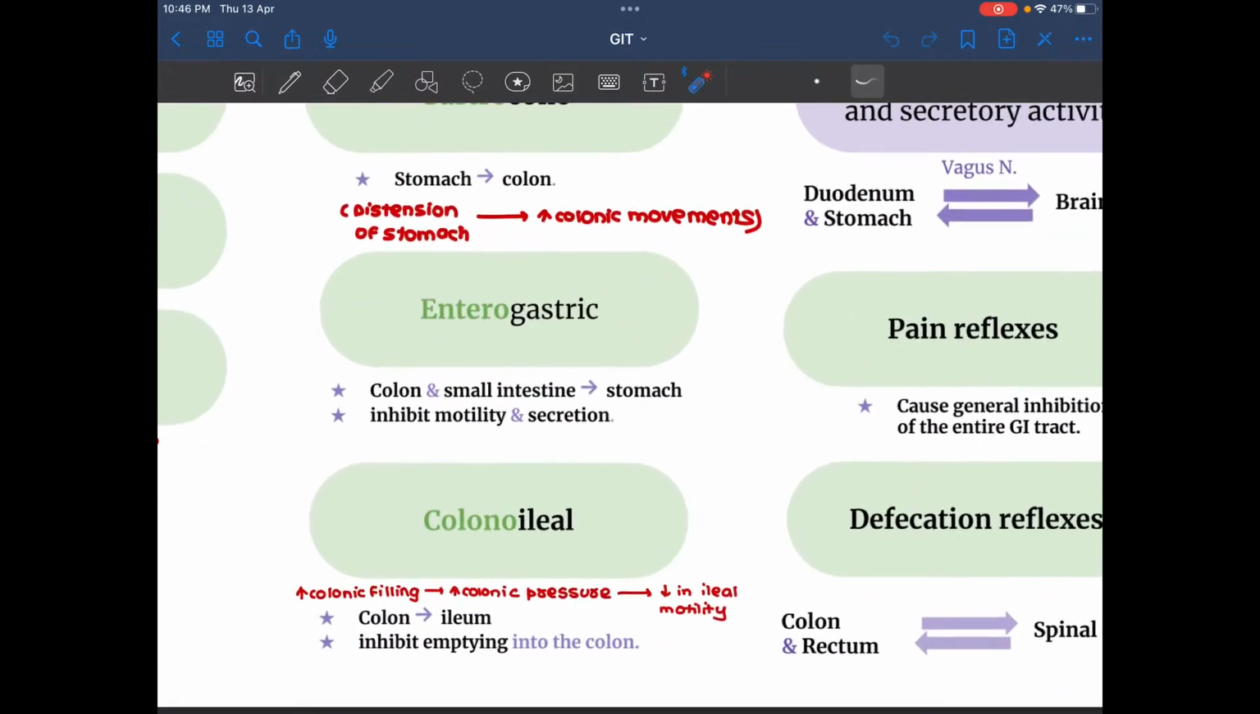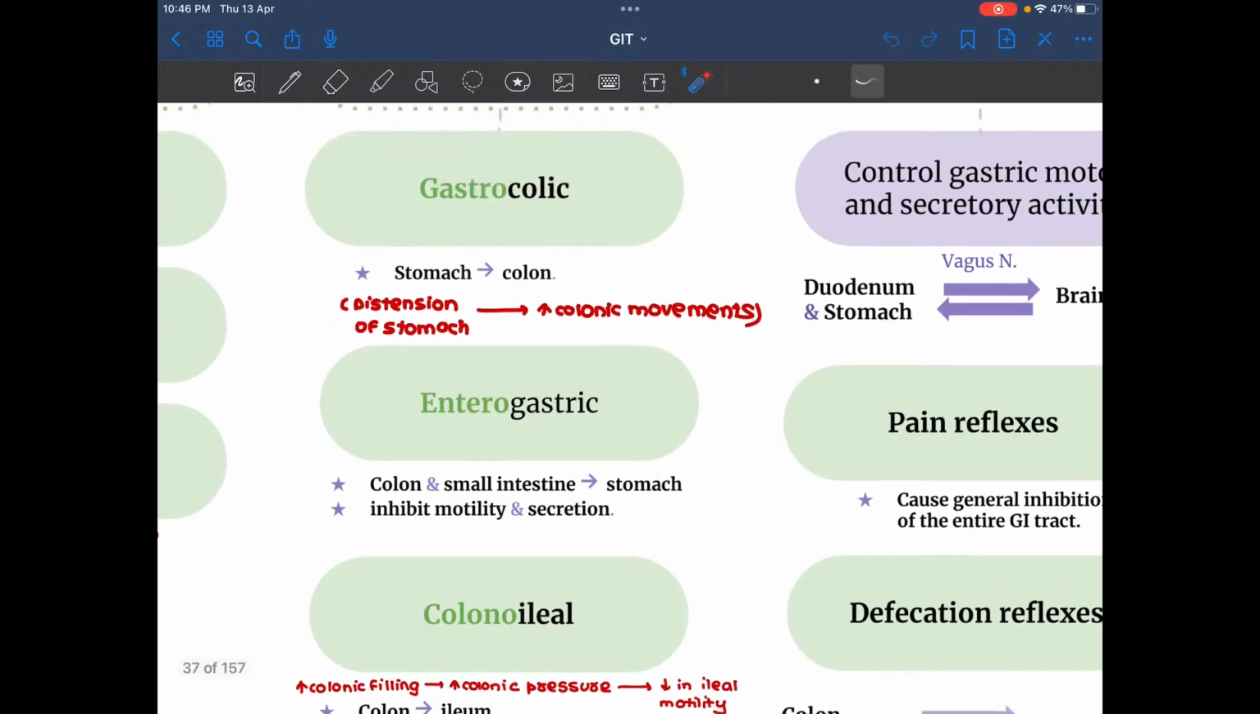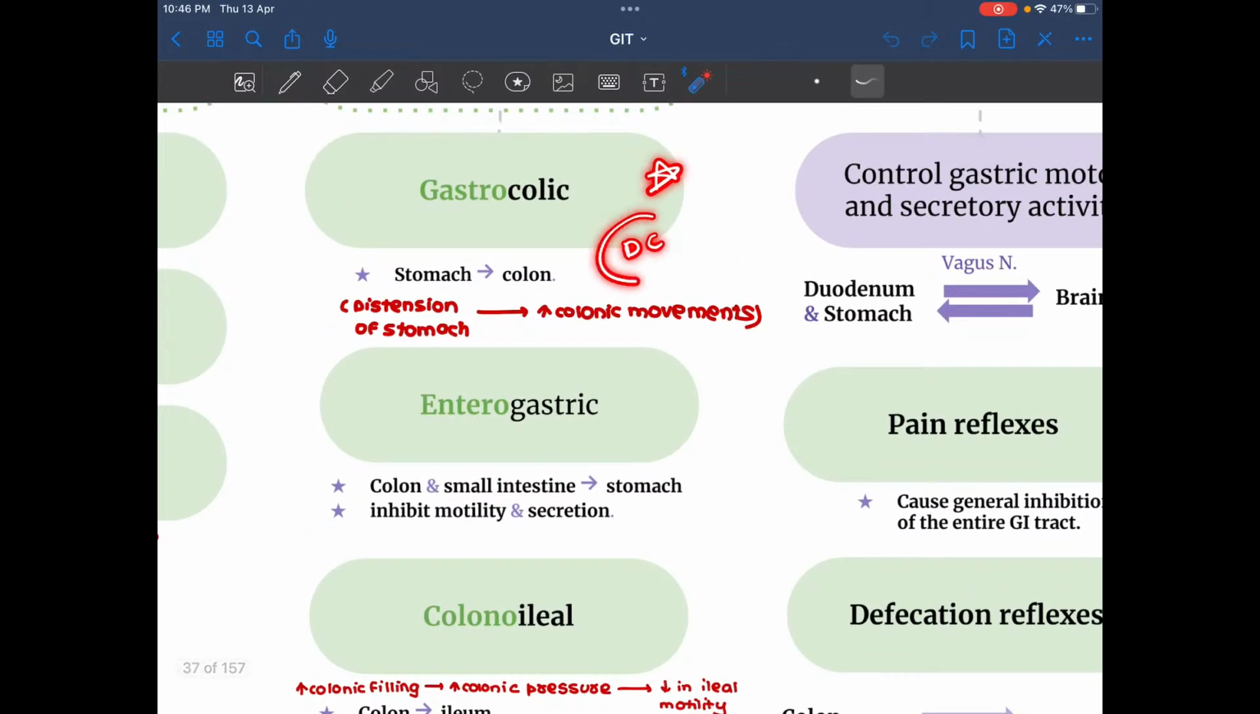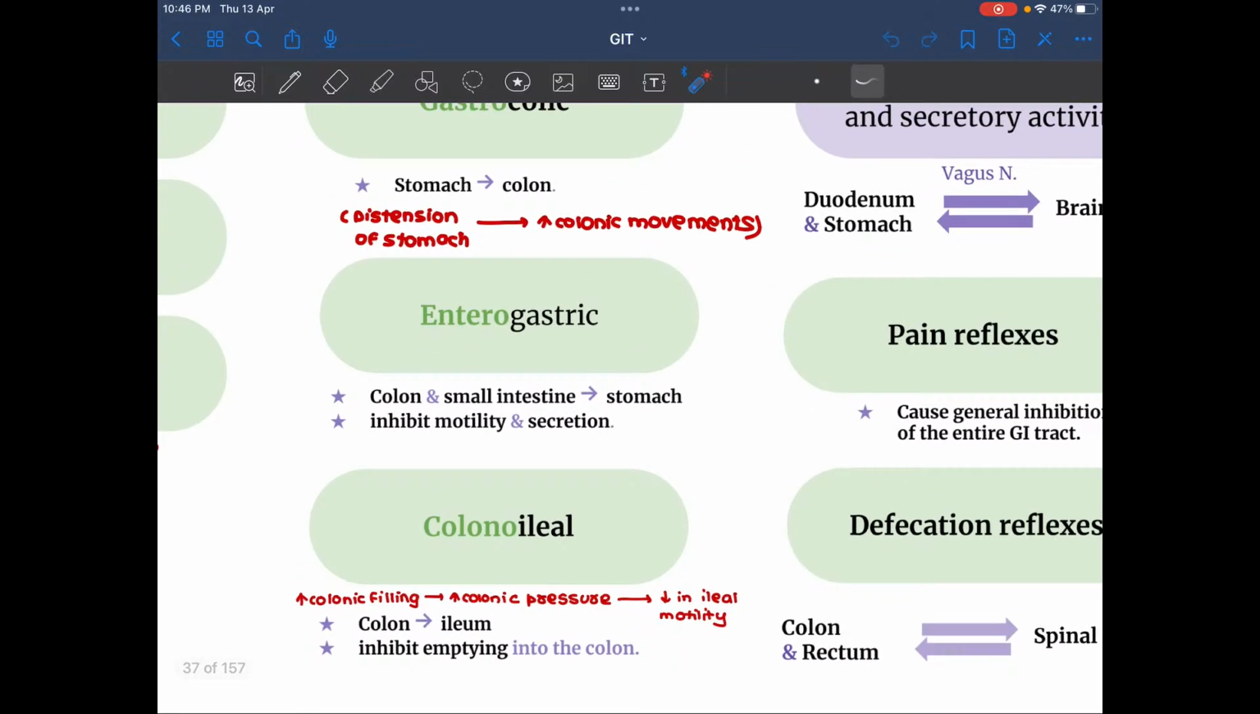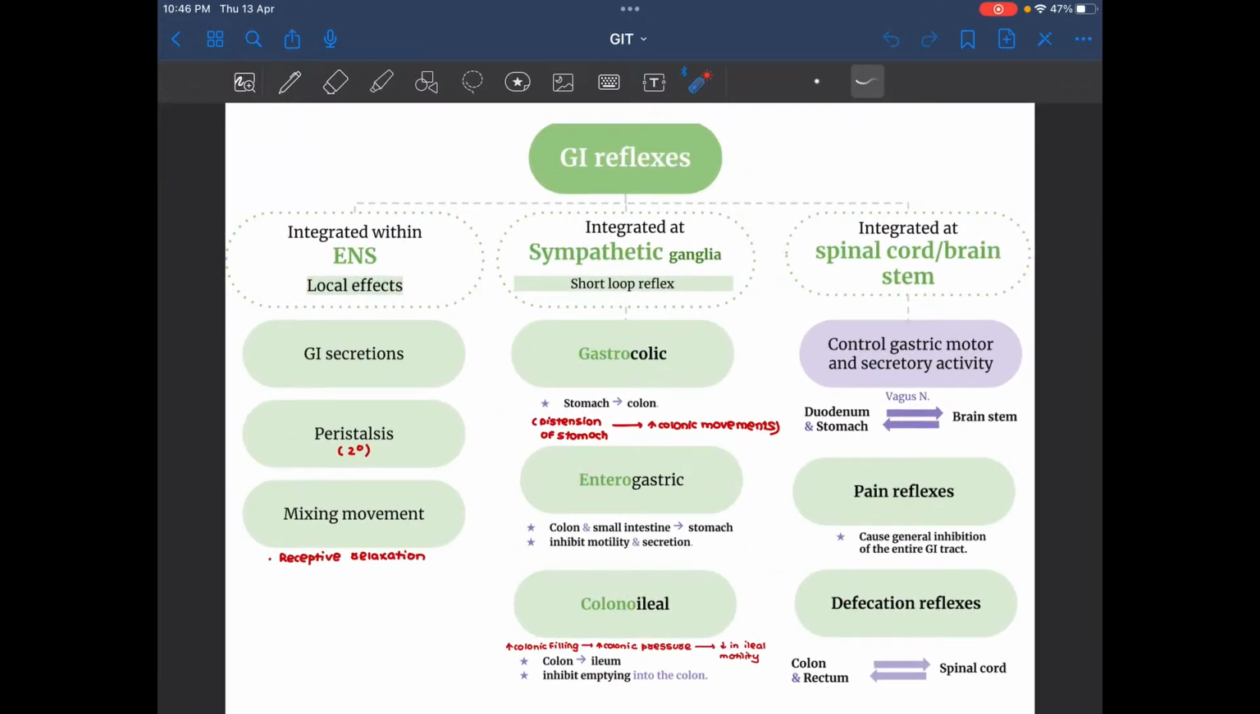Okay, so what is this colonoileal reflex? We're going to talk about the enterogastric in detail. We've already talked about the gastrocolic. We've already talked about the duodenocolic. What about this colonoileal? Colonoileal means whenever you have increased colonic filling, that's going to increase the colonic pressure. That will decrease the ileal motility. So the excess contents in the ileum are not able to go into the colon. So it initiates from the colon and it's inhibiting the emptying into the colon by the ileum. That's known as colonoileal. Is it a short loop reflex? Yes, it's a short loop reflex mediated at the level of the sympathetic ganglia, but it's not an enteric nervous system reflex. Okay?